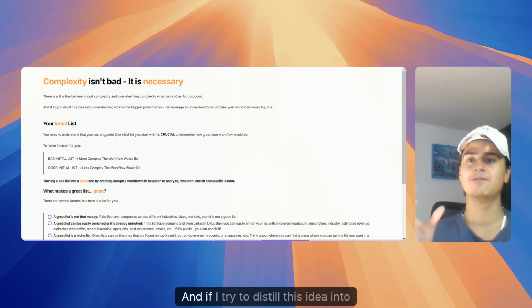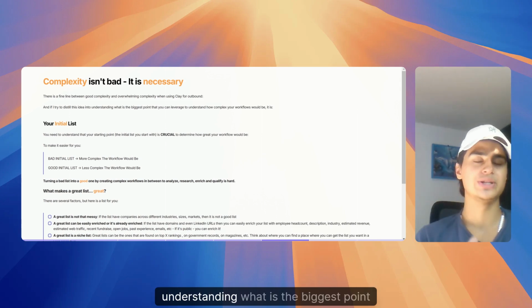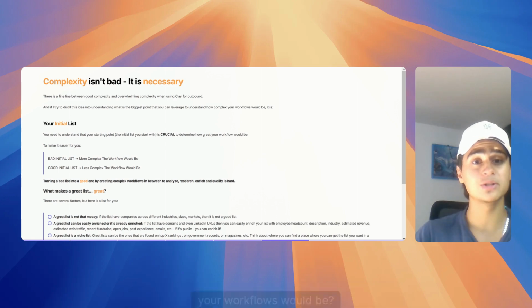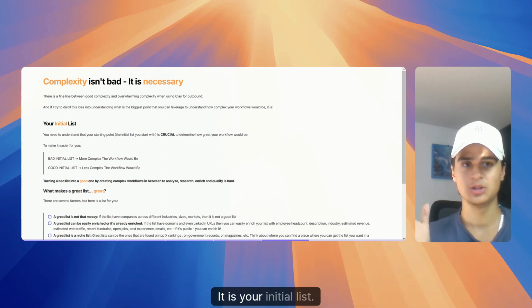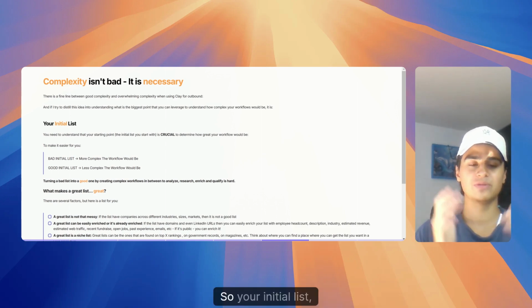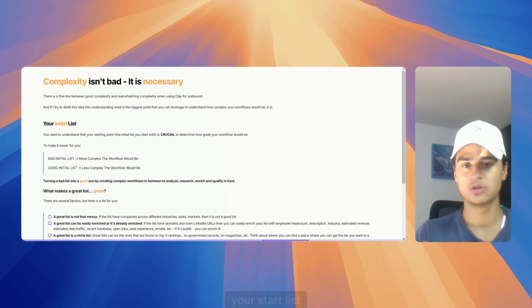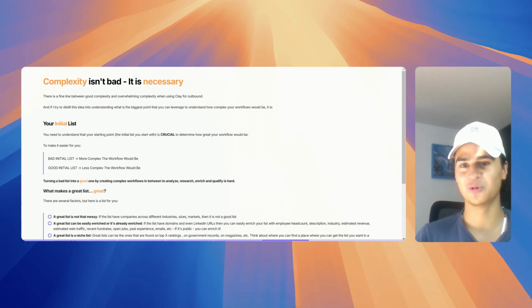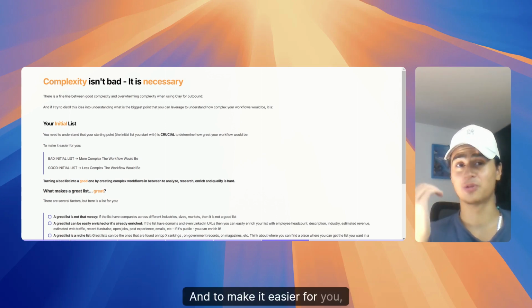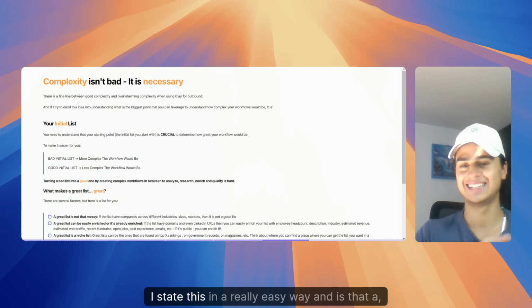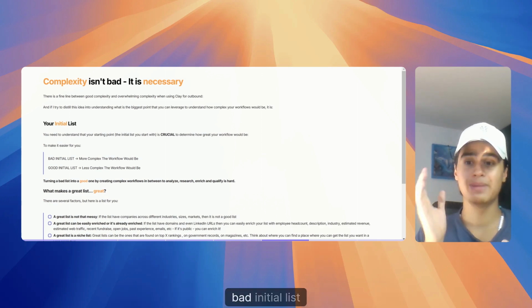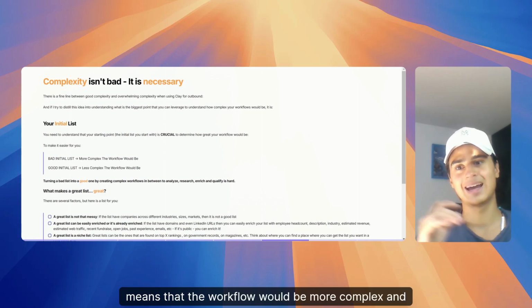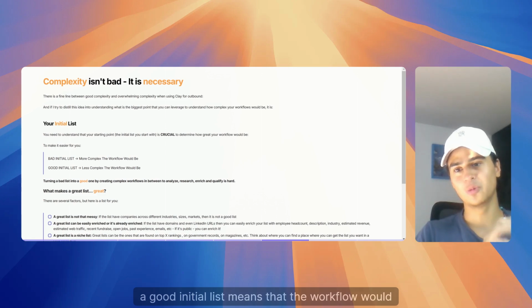Okay. So there is a fine line between good complexity and overwhelming complexity when using Clay for outbound. Okay. And if I try to distill this idea into understanding what is the biggest point that you can leverage to understand how complex your workflows would be, it is your initial list. Okay. So your initial list, your starting point, your start list is crucial to determine how great your workflow would be. Okay, and to make it easier for you, I state this in a really easy way: a bad initial list means that the workflow would be more complex, and a good initial list means that the workflow would be less complex.